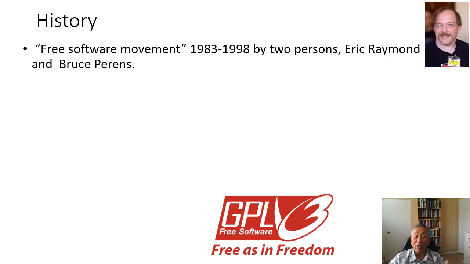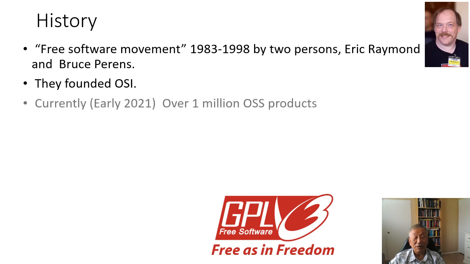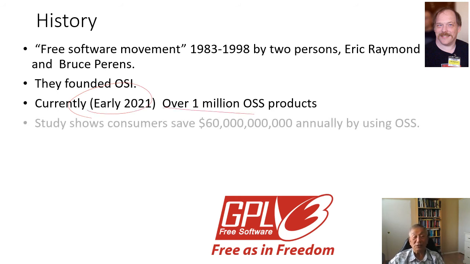And if you feel like you can improve it, then go ahead and share it. That's the idea. So it's more like making a community, helping each other. So they founded the Open Source Institute, and as of 2001, there were over 1 million OSS products around, and you can find almost everything. And it's $60 billion annually that is used.